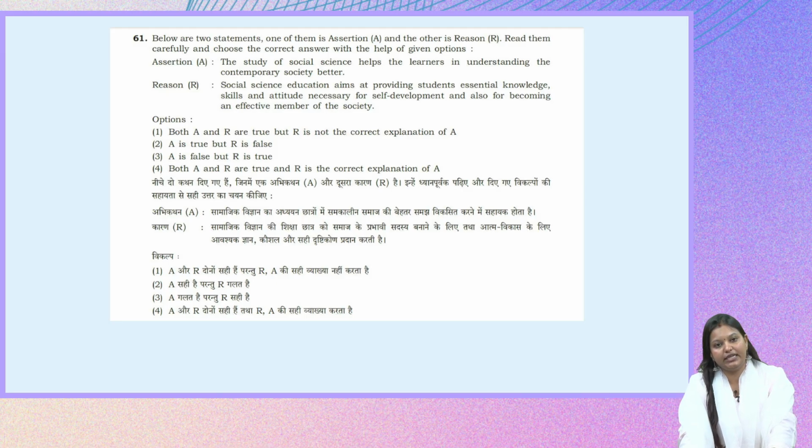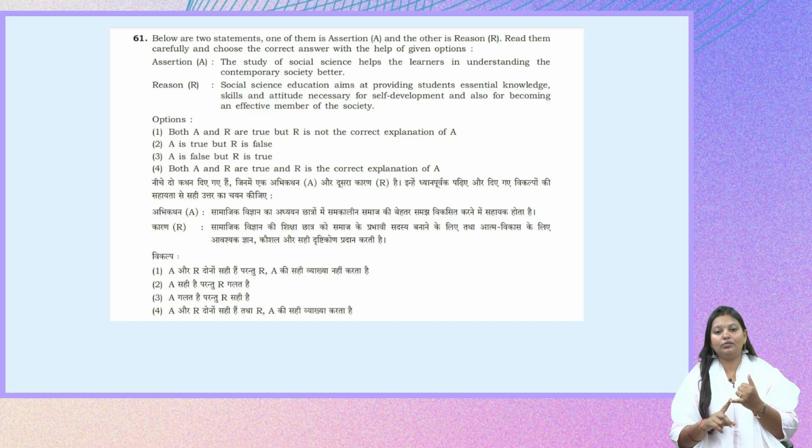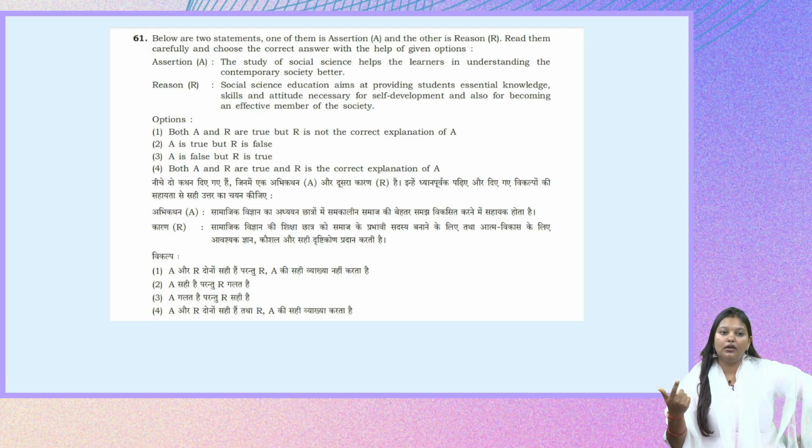Below are two statements. One of them is an assertion and the other one is a reason. Read them carefully and choose the correct answer with the help of given options. So now this is which type of question? This is an assertion and reason question. So we have to read both of the statements individually and then we have to see whether the reason is actually explaining or reasoning out the assertion that is given here.